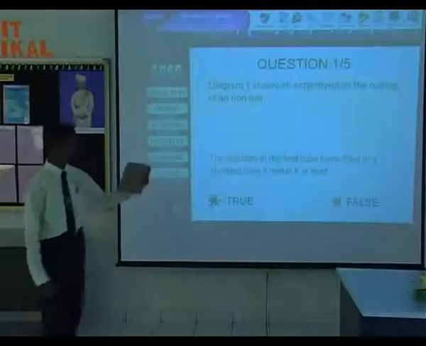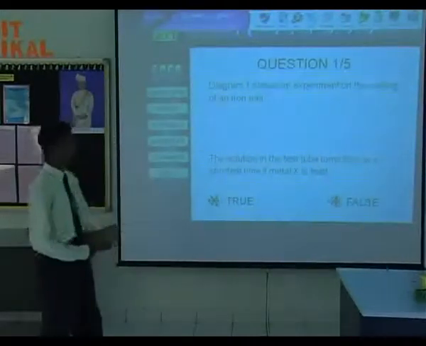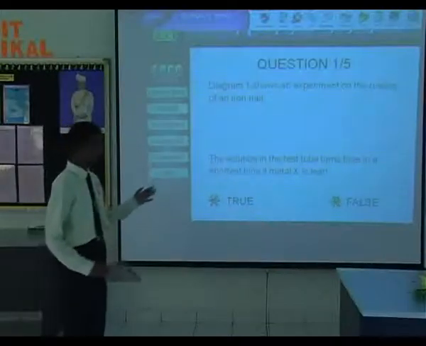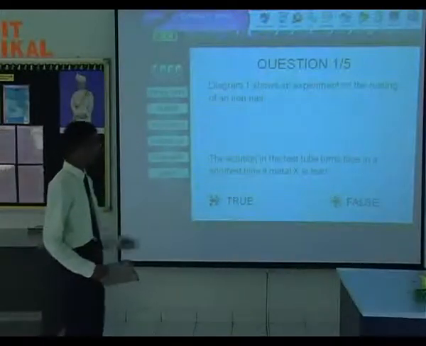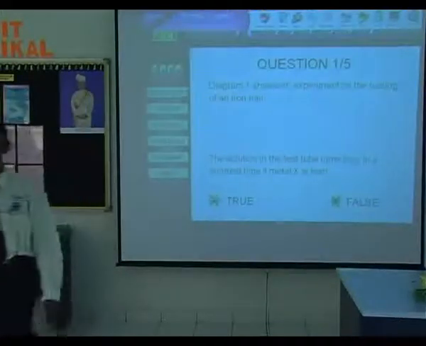Okay, these are the questions. Diagram 1 shows an experiment on the rusting of an iron nail. The solution in the test tube turns blue in the shortest time if metal X is lead. Is it true or false?